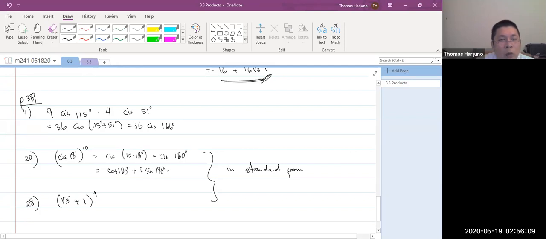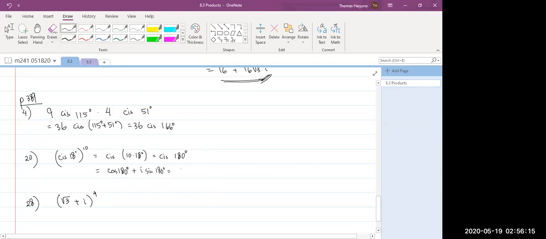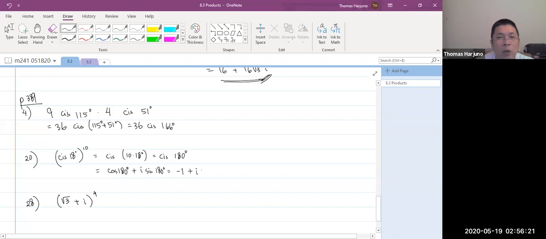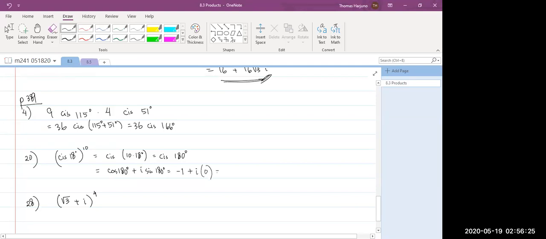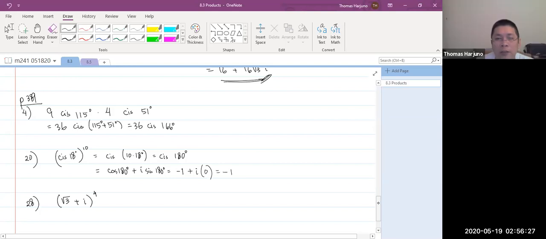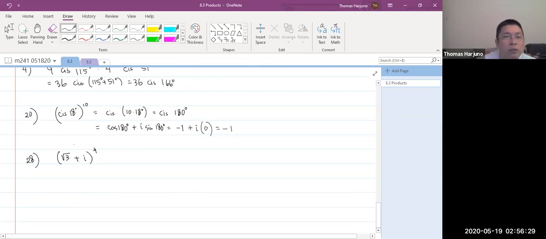Now what is cosine 180 degrees? Negative 1. Plus i times what is sine 180? 0. So this is negative 1. Nice answers.